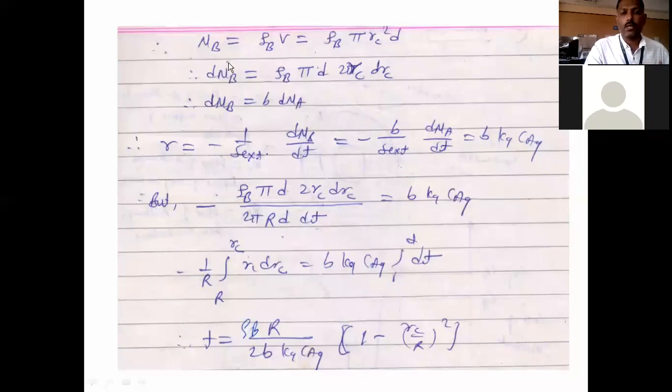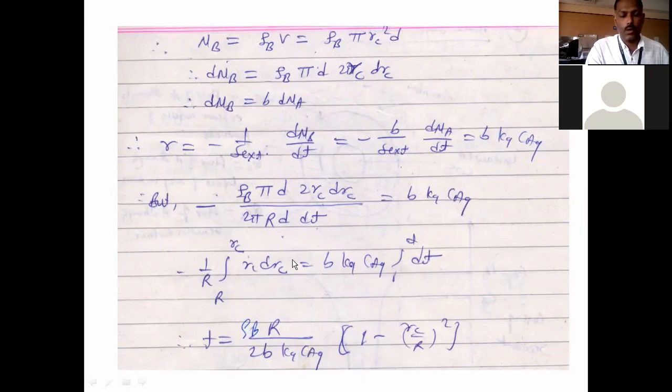We know the rate is minus 1 upon S times dNB upon dt, which is equal to b times kg times Cag. NB is equal to rho B times V, which is rho B times pi Rc square into D. Differentiate this: rho B into pi D into 2 Rc into dRc, that is dNB. And dNB is equal to b into dNA. Put this relation in the equation, and we obtain the relation between dRc and dt.